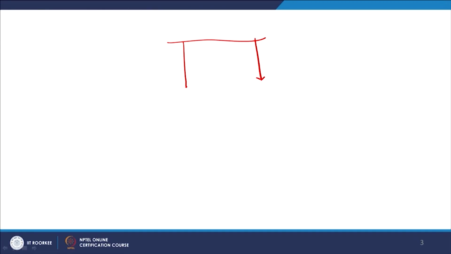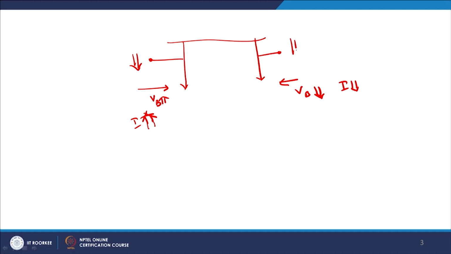Let us suppose that I have two arms here. In one arm I increase the base voltage VB, and in the other arm I reduce the base voltage VB. If I increase it, the current becomes larger. As the current increases, the voltage at this point will drop. Similarly, when the base voltage reduces, the current reduces, and therefore the voltage at this point increases.